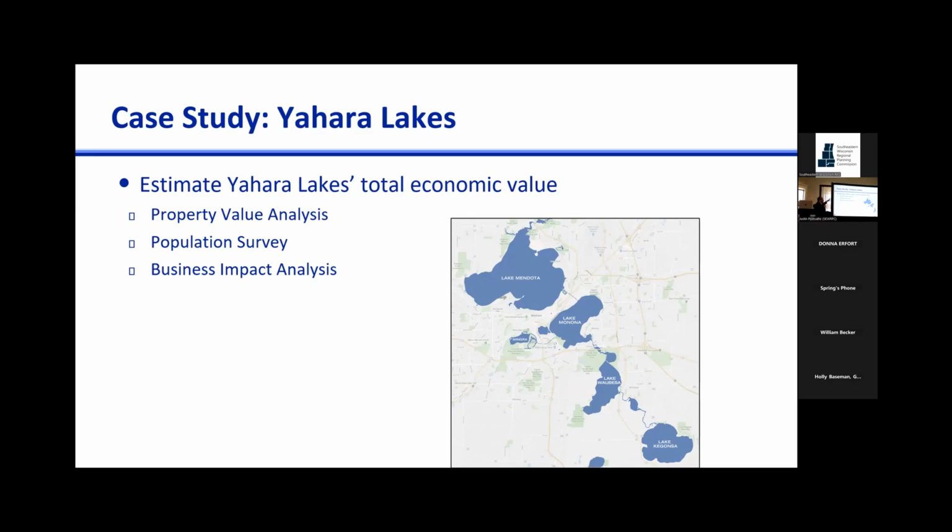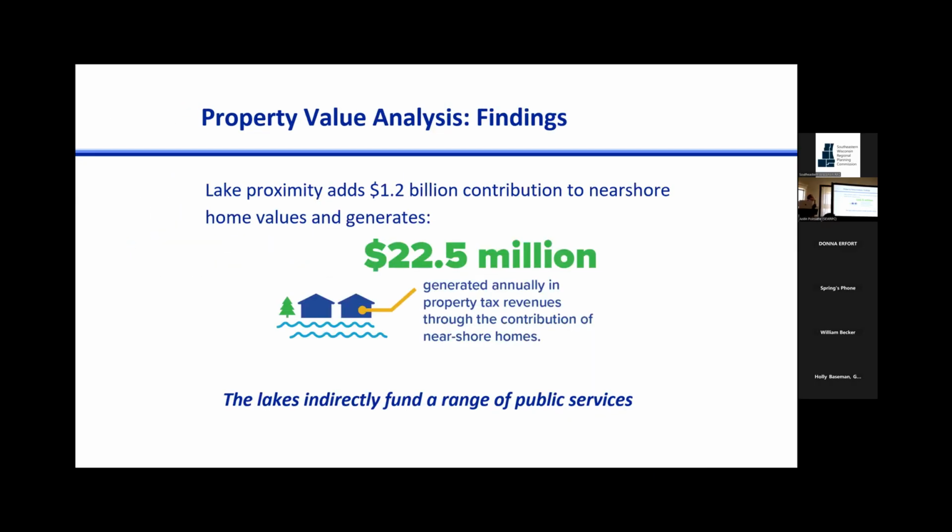The first one was a property value analysis. We used the hedonics that I told you about to look at how clean water varied and how it impacts property values. We did a survey where we were asking people their value for changes in water quality. And then we also did a business analysis called an economic impact assessment. So long story short, the lakes themselves add about $1.2 billion to the local property base through the fact that the houses are located on those lakes. Because of that, the local economy is generating about $22.5 million additionally in taxes, right?